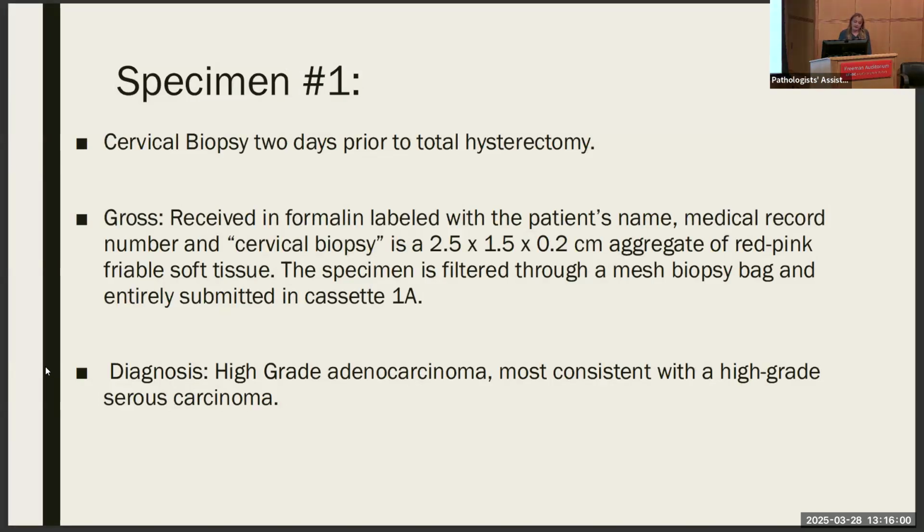The first specimen I received on this patient was a cervical biopsy 2 days prior to the hysterectomy. It was a small aggregate of friable red-pink tissue. I completely submitted it, and the diagnosis was high-grade adenocarcinoma, most consistent with a high-grade serous carcinoma.